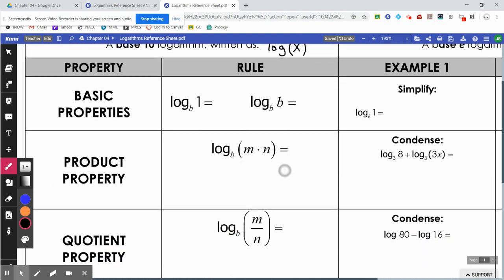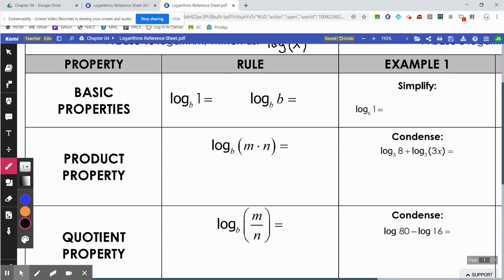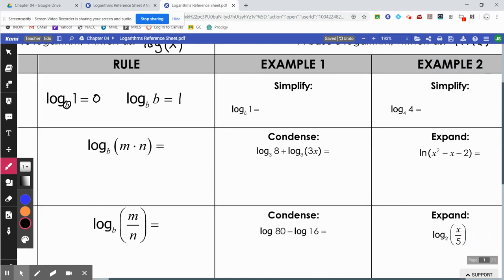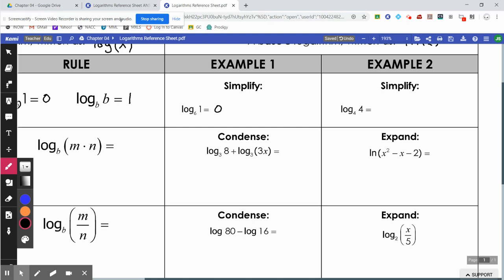Your basic properties: log base b of 1, doesn't matter what the base is, b to what power is 1? Any log of 1 will always be 0, because anything to the 0 power is 1. B to what power is itself would be the first power, so that'd be 1. Some examples: log base 6 of 1 would be 0, because 6 to the 0 power is 1. Or example 2, log base 4 of 4: 4 to what power is 4 would be 1 there.